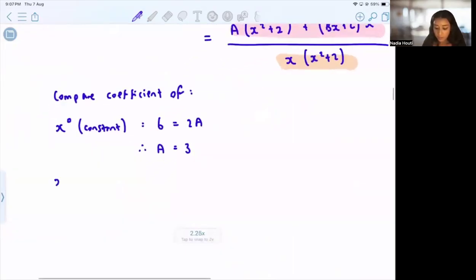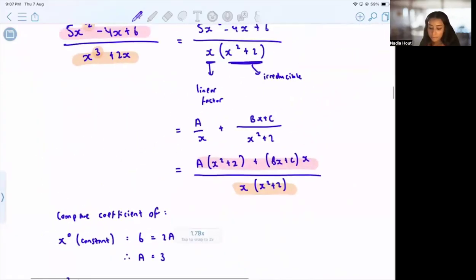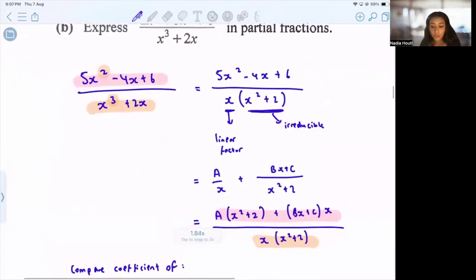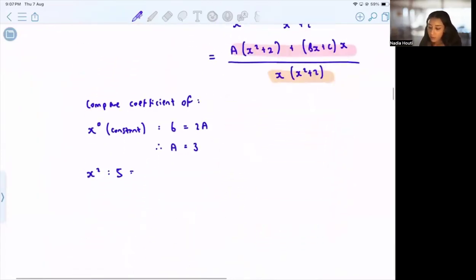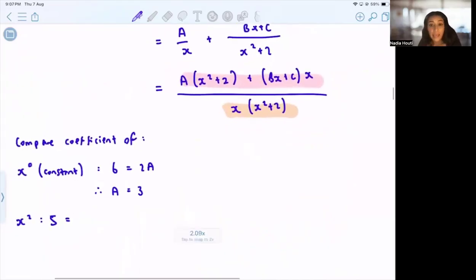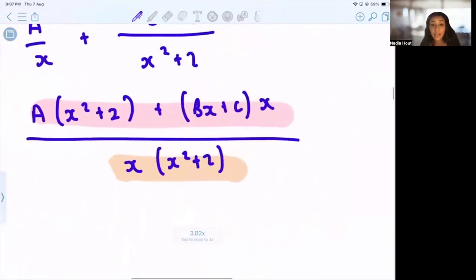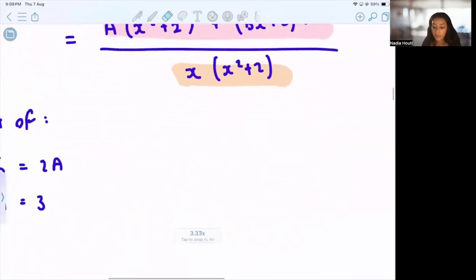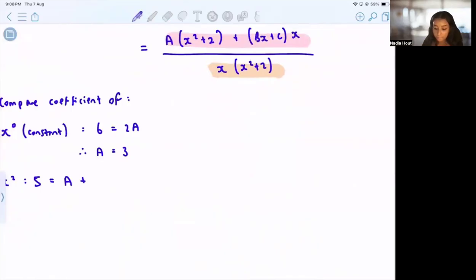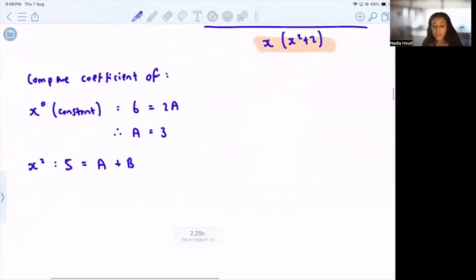Next, the x squared term. Let's compare. On the left-hand side, the coefficient is 5. On the right-hand side, the x squared terms are, first, ax squared. That will give you one x squared term, so a. And then plus, do you see you can form another x squared term by getting bx times x? This bx multiplied by x will give you bx squared. That is an x squared term as well, so plus b. And you know a is already 3, so therefore b must be equal to 2.